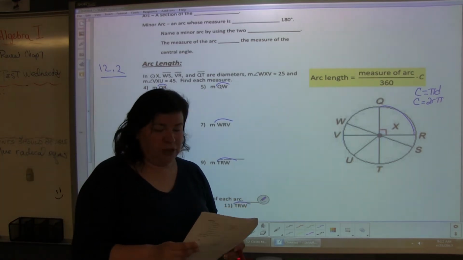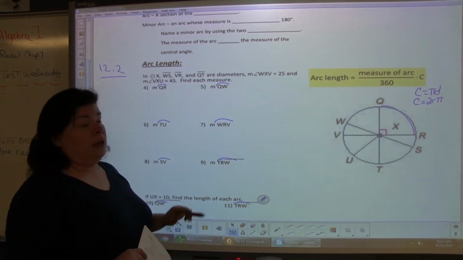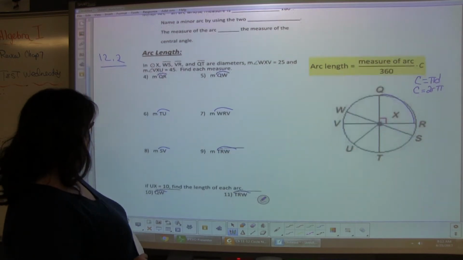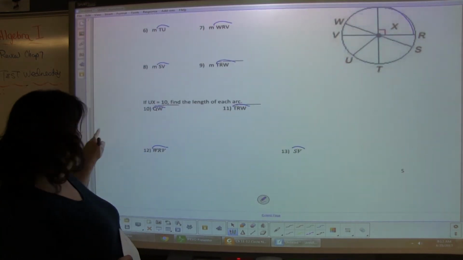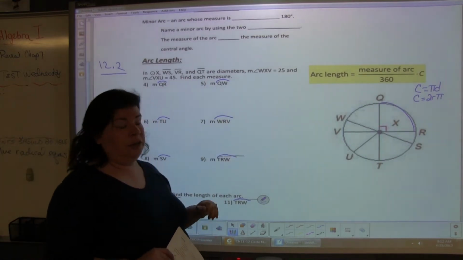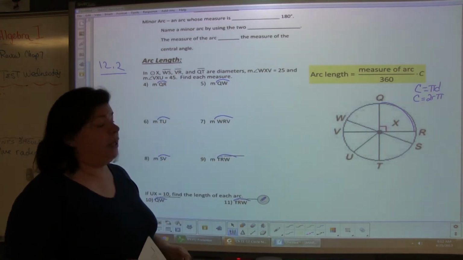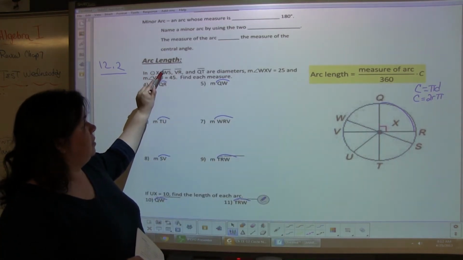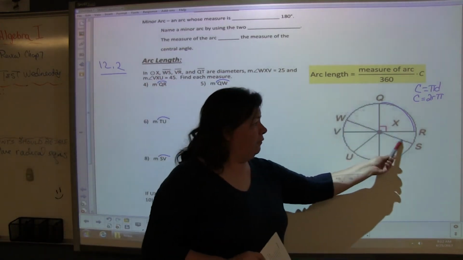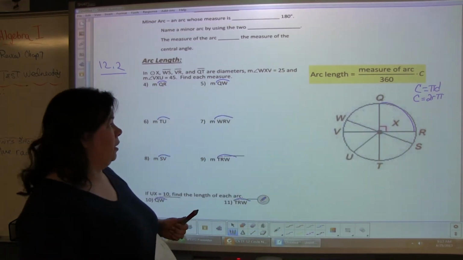Now, the first thing we're going to do is find the measure of each arc. So that's separate from arc length. We're not going to be finding the arc length until problem number 10. All right. So to get the arc measures first, let's utilize this information and label our picture. So in circle X, segment WS, segment VR, and QT are diameters. Again, they have to go through the center of the circle, which they do, so they are chords that go through the center, which are diameters.